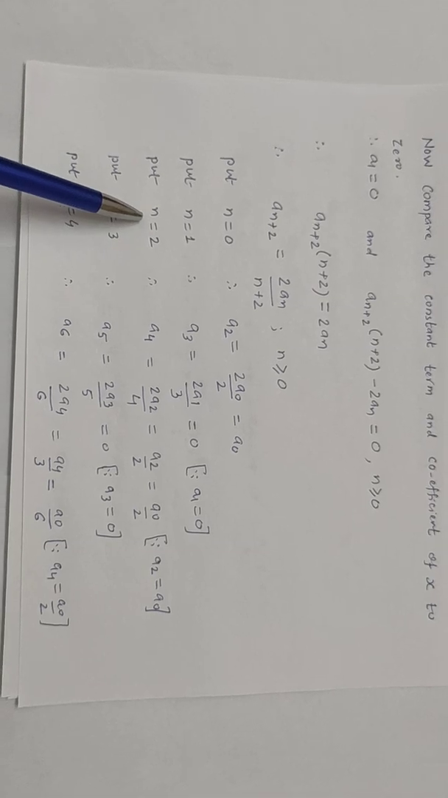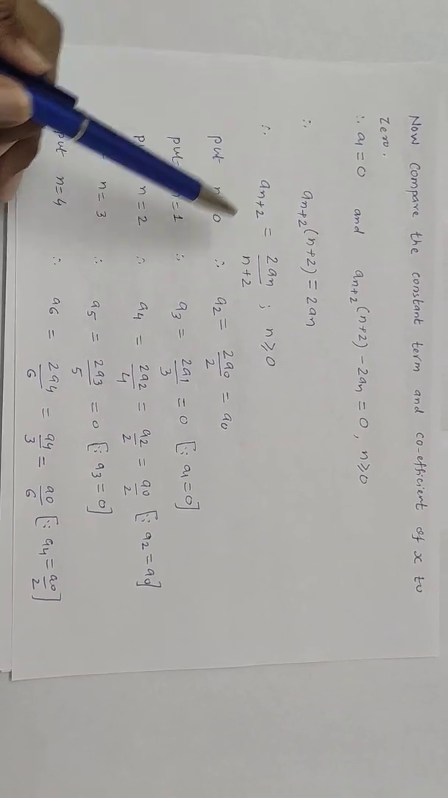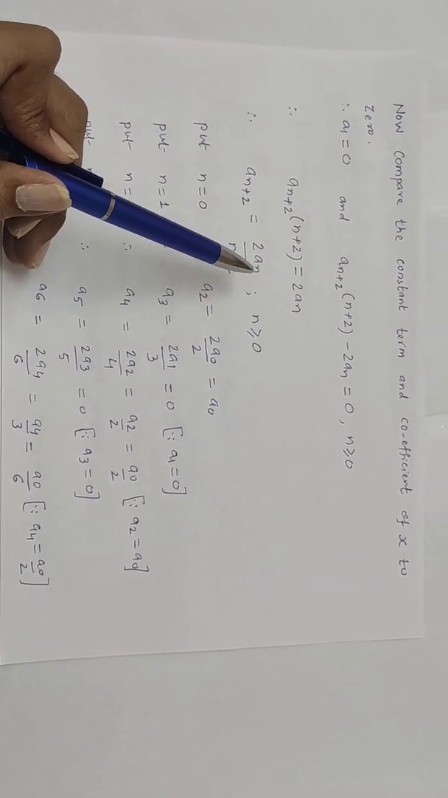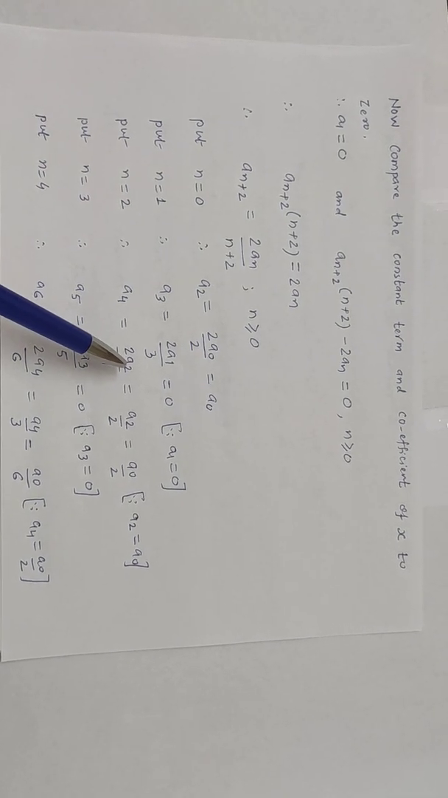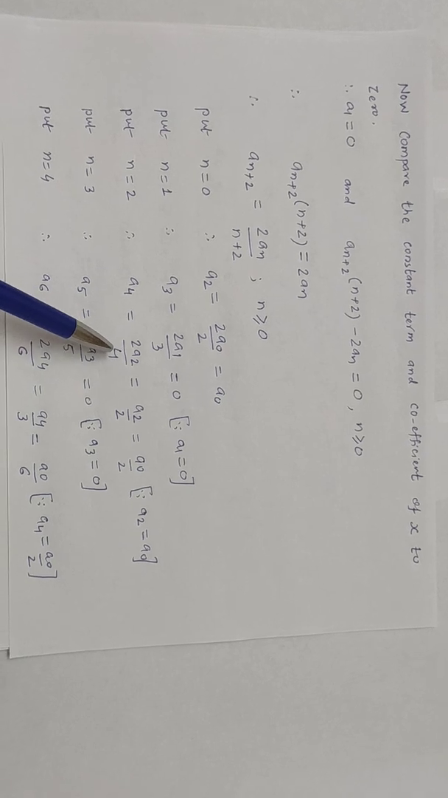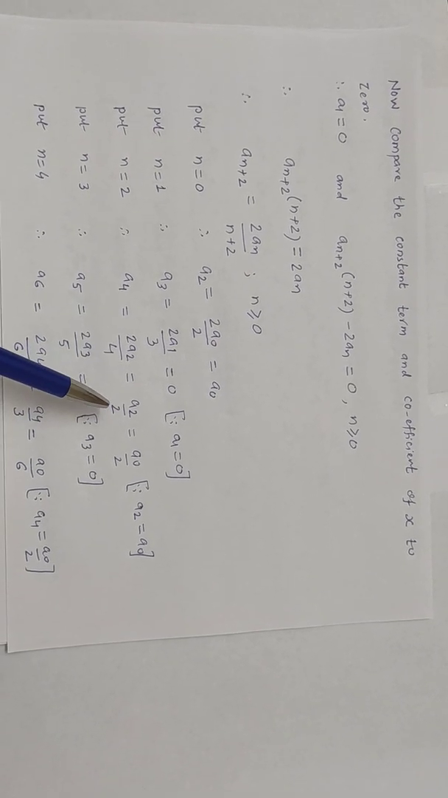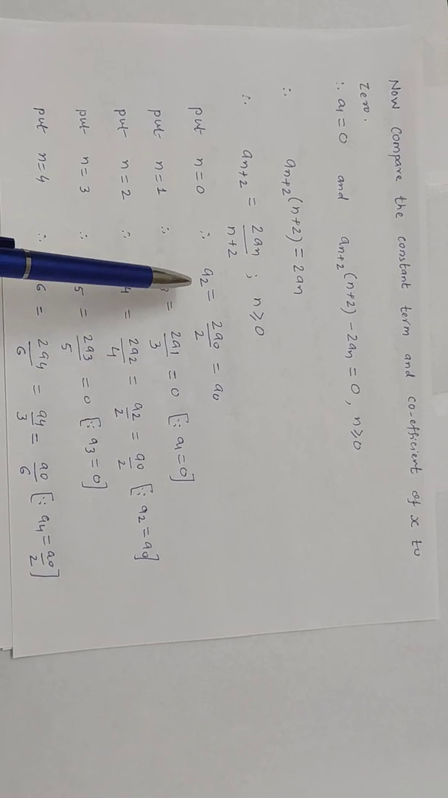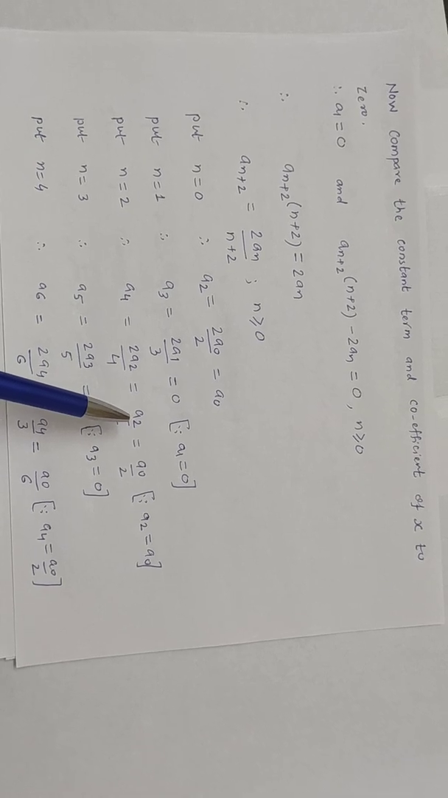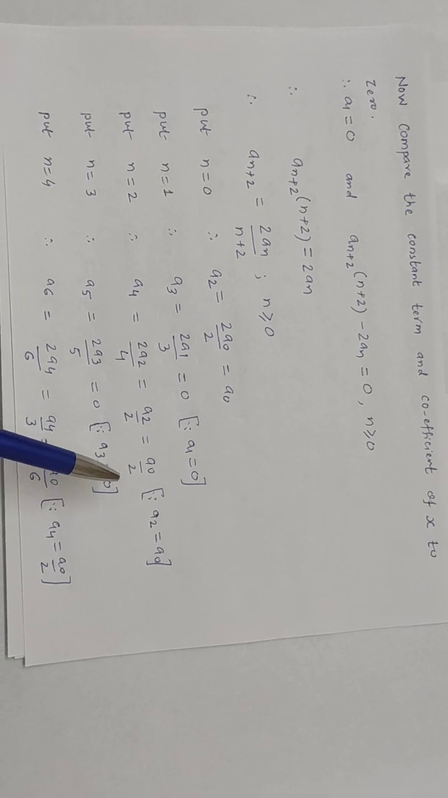Now put the value of n equals 2 in the recurrence relation. So 2 plus 2 becomes 4, so the value of a4 equals 2 times a2, where the value of n is 2, divided by 2 plus 2, which is 4. And 2 by 4 is 1 by 2. So the value of a4 is a2 by 2. But you can see that the value of a2 is a0. So put a2 equals a0 over here, and a4 becomes a0 by 2.